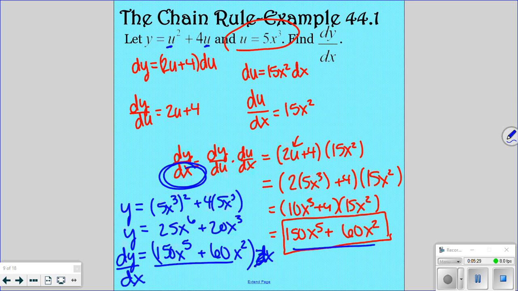So on this one, you didn't have to use chain rule, but sometimes you can't do it without chain rule. So you want to know how to do chain rule because it's a good skill to have. But just because it looks like you need chain rule doesn't mean you have to use chain rule.